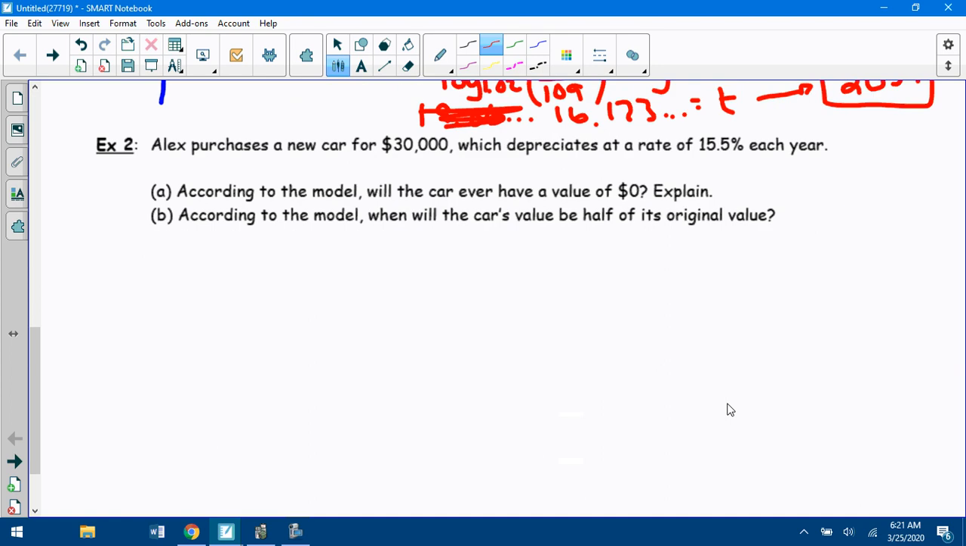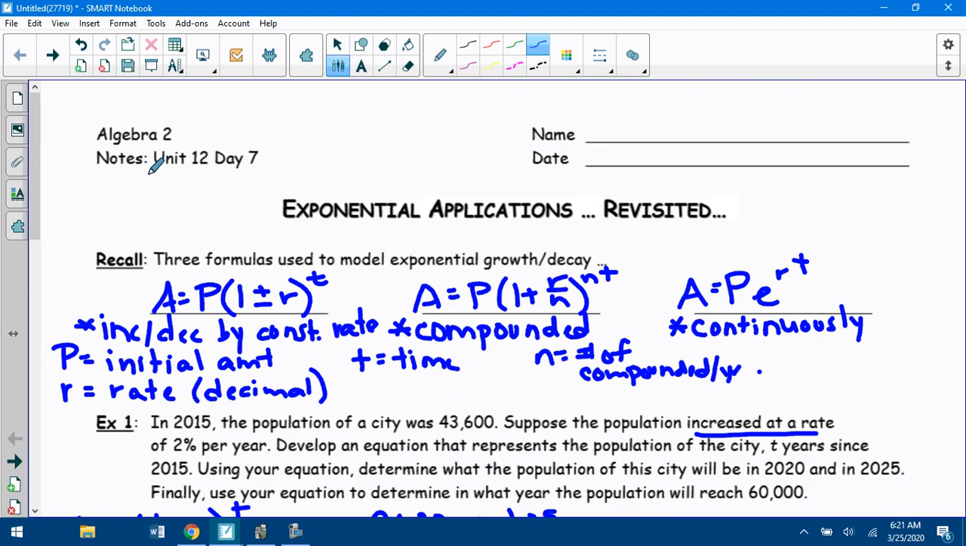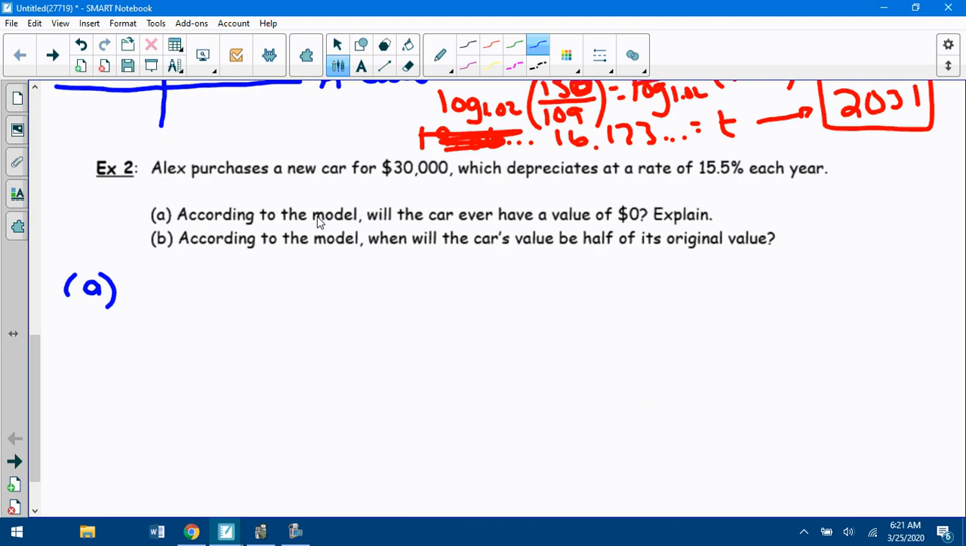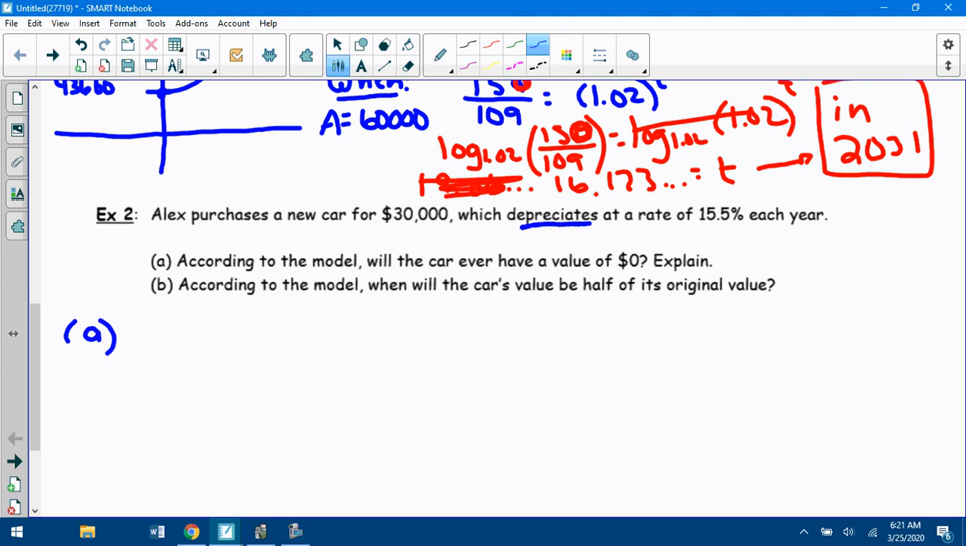Okay, number 2. Alex purchases a new car for $30,000, which depreciates at a rate of 15.5% each year. According to the model, will the car ever have a value of 0? Explain. Well, let's make a model first. Which of those 3 equations up at the top are we using? First one again, because there's no compounded and there's no continuously. But this time it's depreciating, so what's that tell us? That it's decreasing. So it's A equals P times 1 minus r to the t.